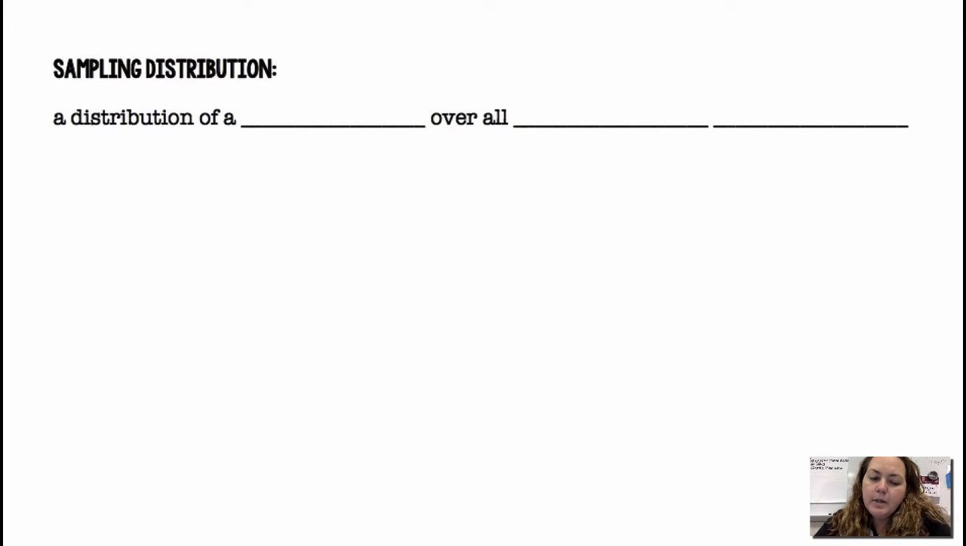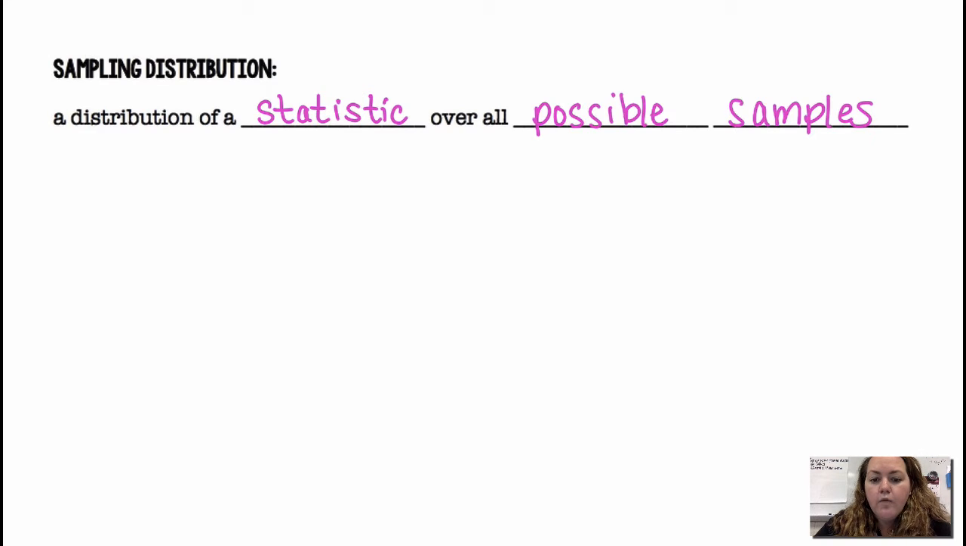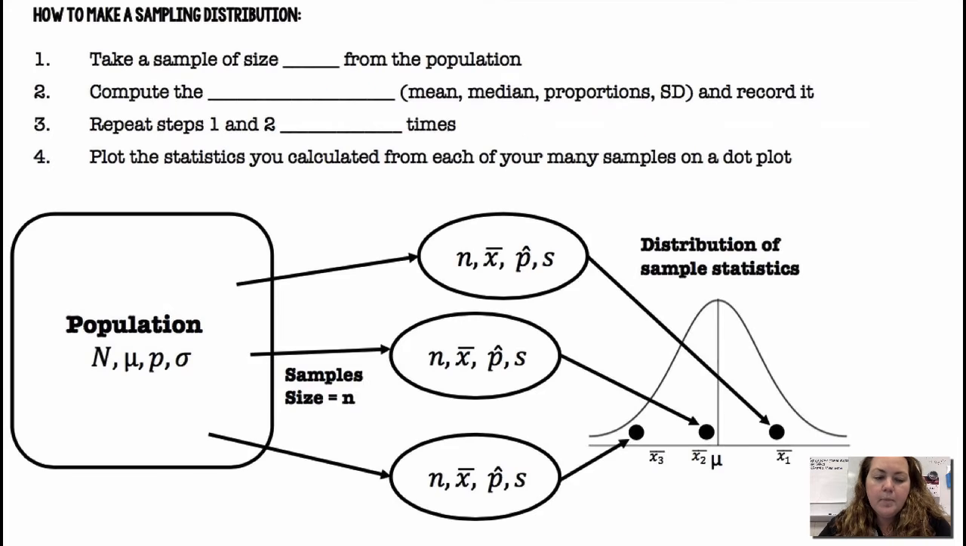A sampling distribution is a distribution of a statistic over all possible samples. So you're going to be taking several samples from a population and calculating a statistic. Now, you need to make sure that when you take those samples, you're taking all the samples of the same size every time.